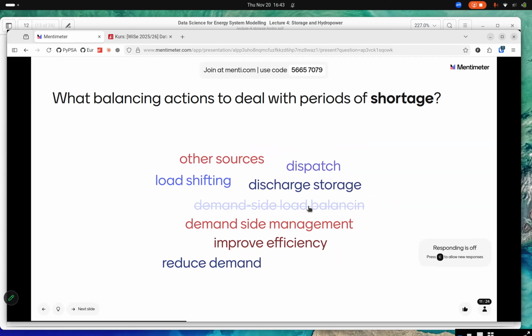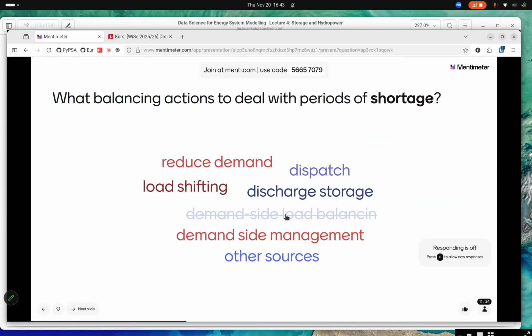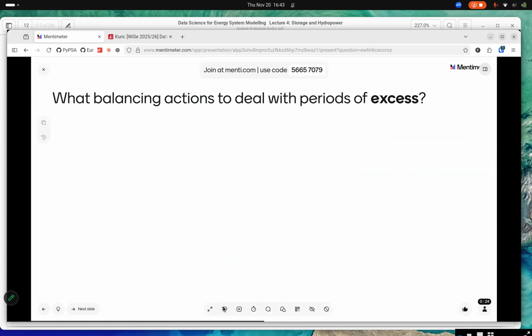And then I see efficiency improvements, maybe more a long-term action, but a short-term action could also be, if it's not load shedding, maybe just load shifting or demand side management, kind of moving your demand to an adjacent hour where your supply looks a bit better. Okay, so let's quickly do also the other side. What do we do in periods of excess?